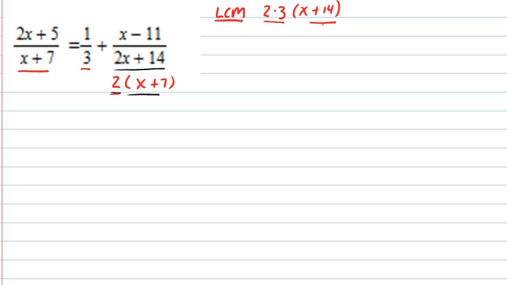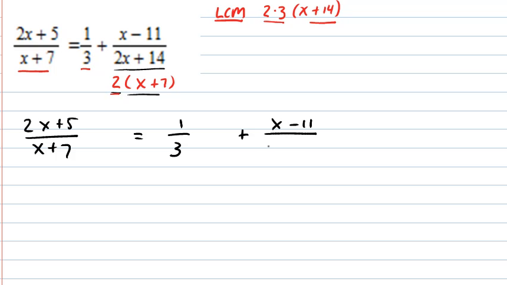That is the LCM. So what I'm going to do is quickly rewrite this so that I've got a little bit more room. I like to spread these things out because they get kind of messy. So we're going to multiply everything on both sides by that LCM. I'm going to write the right-hand side as 2 times x plus 7.